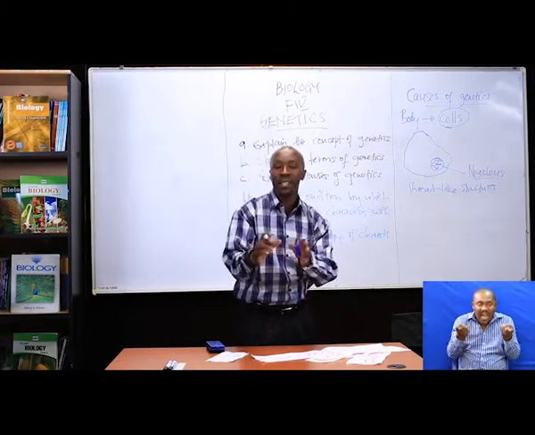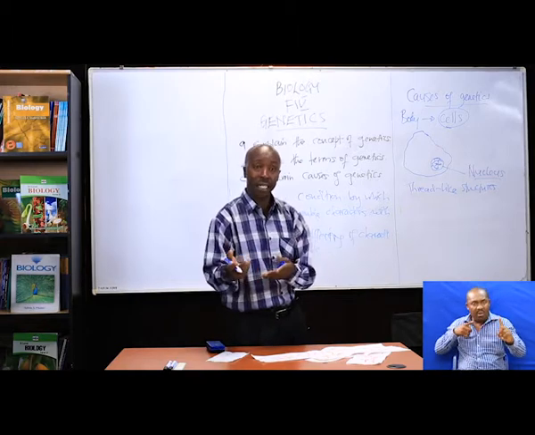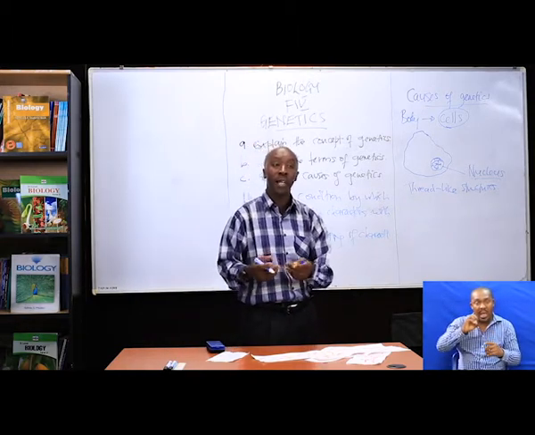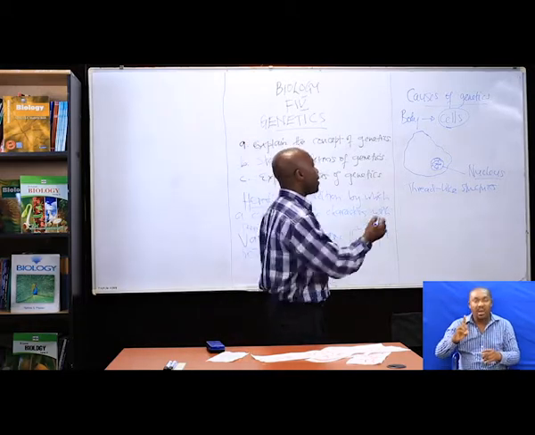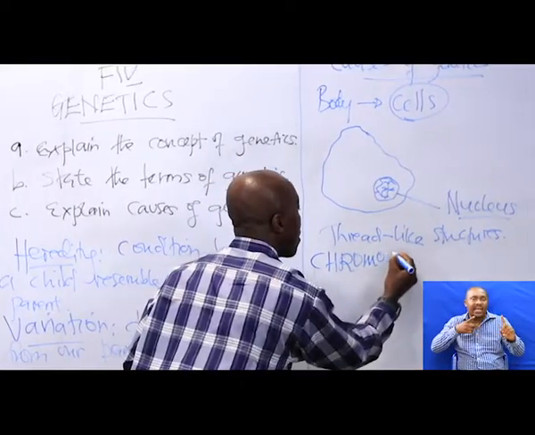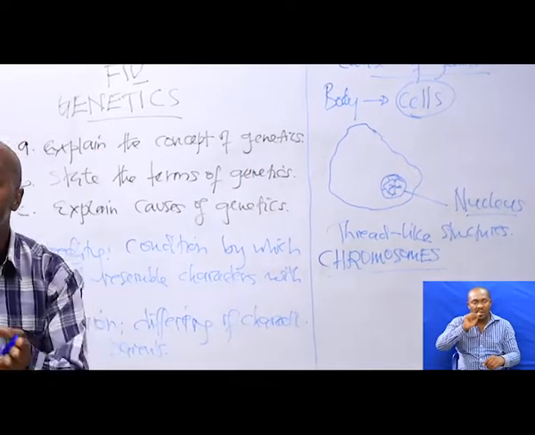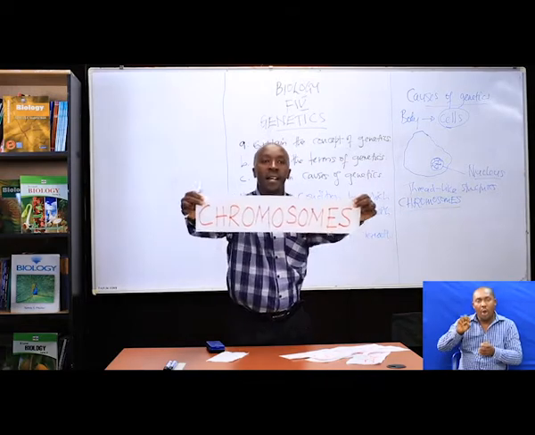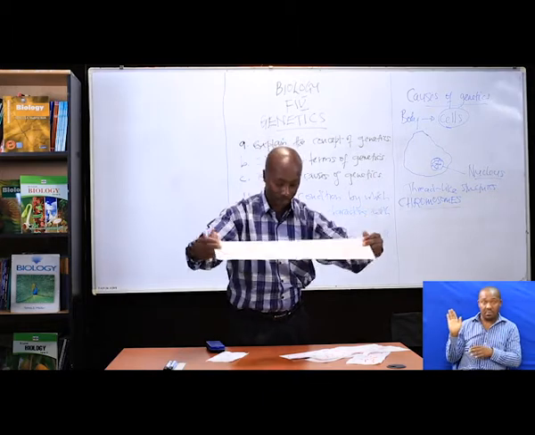Thread-like means something material like threads, elongated biological materials. So that's why we call them thread-like structures. And these thread-like structures are called chromosomes. They are called what, my dear students? Chromosomes.